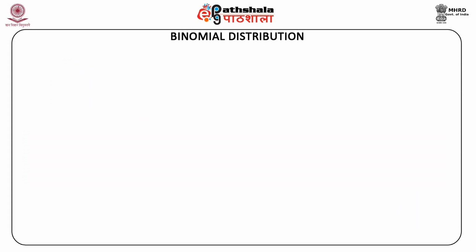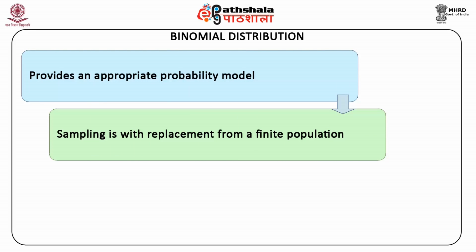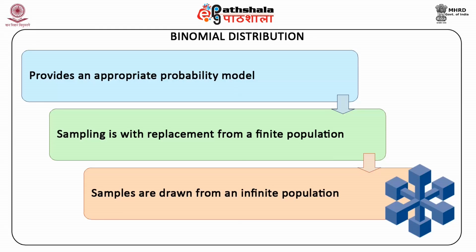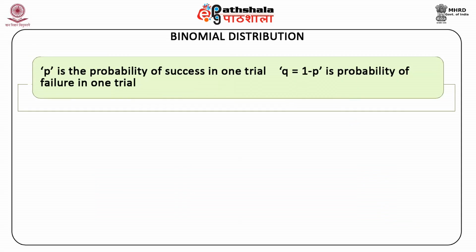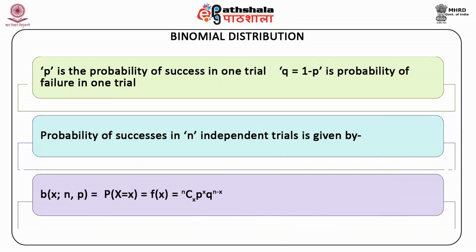Moving on to the binomial distribution. Binomial distribution provides an appropriate probability model when sampling is done with replacement from a finite population or when samples are drawn from an infinite population with or without replacement. If p is the probability of success of one trial and q is equal to 1 minus p is the probability of failure, then the probability of x successes in n independent trials is given by B of x, n, p equal to P of X equal to x, which is equal to f of x, which is equal to nCx p to the power x q to the power n minus x. This is called binomial distribution.